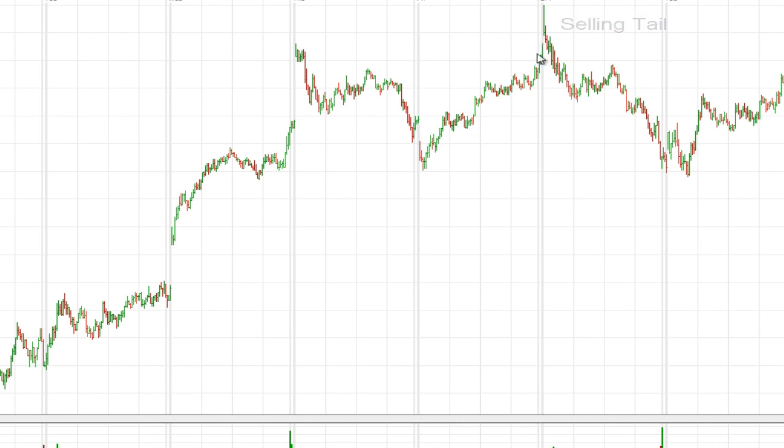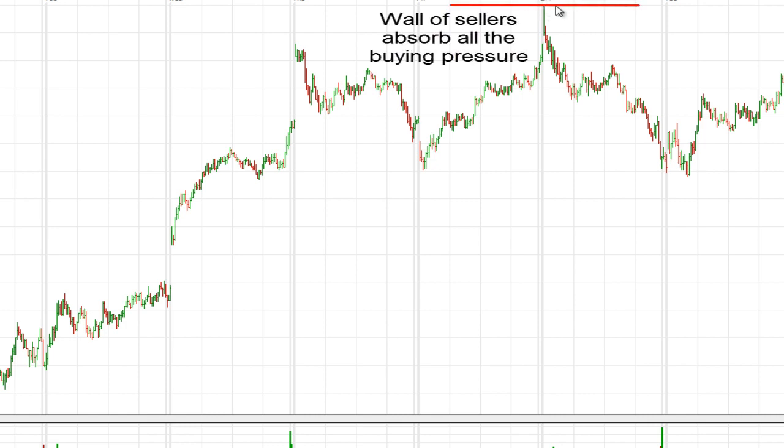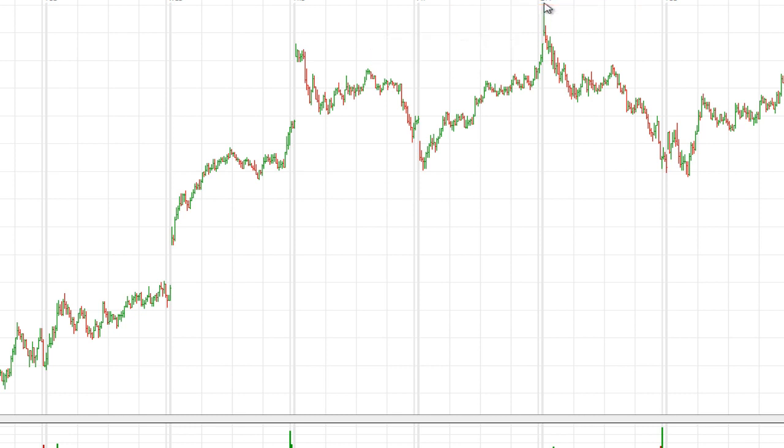A selling tail occurs when prices have been moving up, right? Buyers are moving the prices higher, aggressively buying, and price hits a level, right, where a wall of sellers exist. So literally think of it like a wall. Price hits a point where there's enough sellers there that absorb all that buying demand, right?